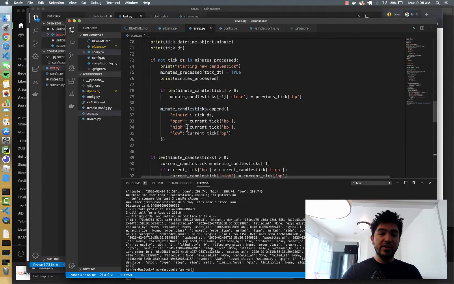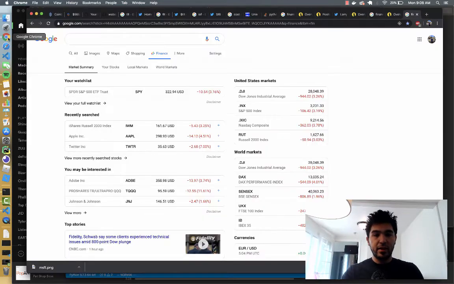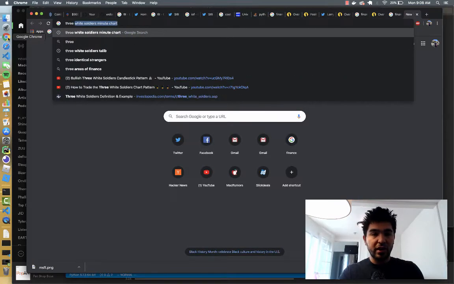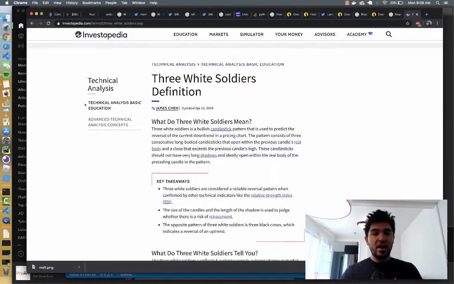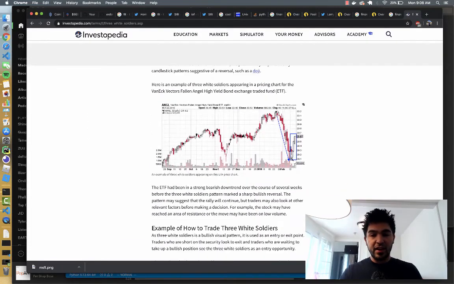We built a list of candlesticks, and each candlestick had a minute. Then we kept updating the high and the low price for that candlestick, and we recorded the open and the close for each candlestick. Then what we're going to do is detect some type of pattern. There's a three white soldiers pattern here. If you look at this definition, you need a downtrending stock, followed by three green candlesticks, or white candlesticks, that are bullish.